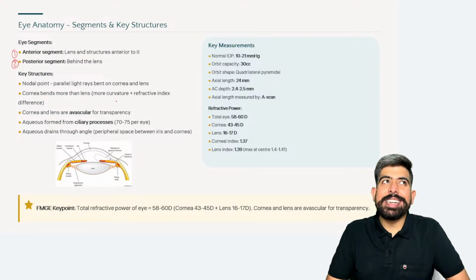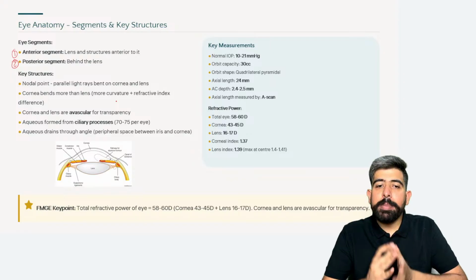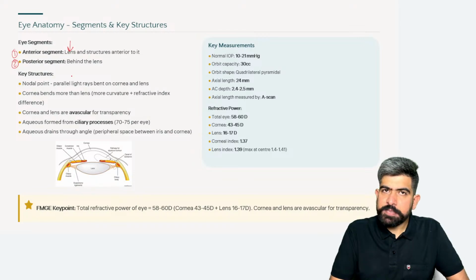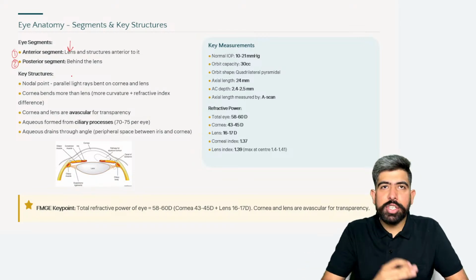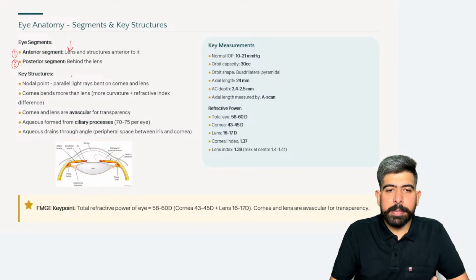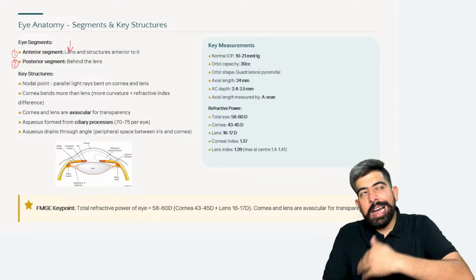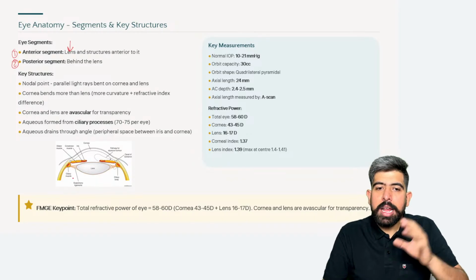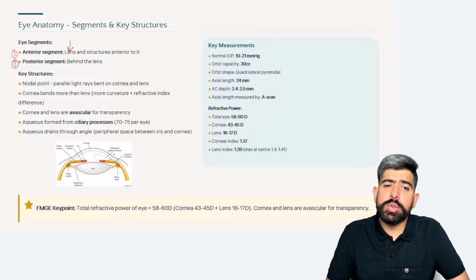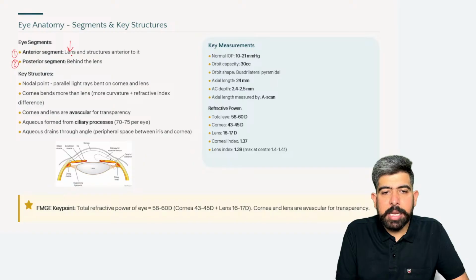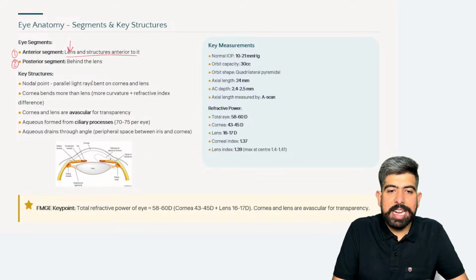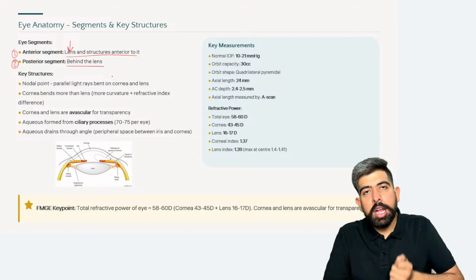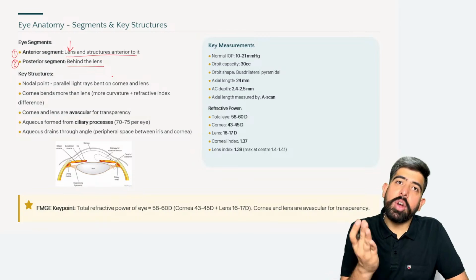Now, covering quickly the anterior segment and the posterior segment: how do we divide them in the eye? The landmark is the lens, please remember. Whatever is anterior to the lens is your anterior segment, and whatever is posterior to the lens is called your posterior segment. It's quite easy. Whatever is in front of the lens, structures like the iris and cornea, all are covered in the anterior segment, and behind the lens, like the retina, is the posterior segment. So just remember: the anterior segment includes the lens and the structures anterior to it, and whatever is behind the lens is your posterior segment. The landmark is the lens.